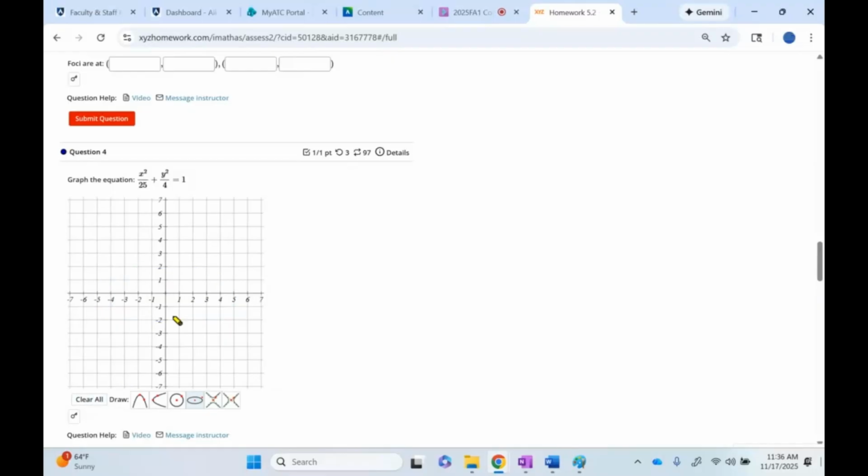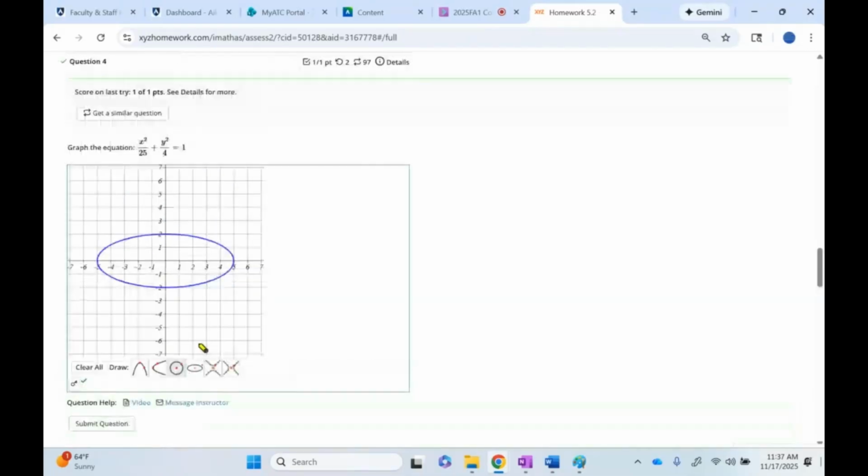So let me just go through that again. First thing you do is plot the center. We know that this is a center, no constants attached to x or y. Since this has a horizontal major axis, in standard form this would be 5 squared, right? So I can either go -5 or +5. So let's say I go here. Since the y coordinate is 2, the square root of 4 is 2, I'm going to go up 2. And it should give you the graph.